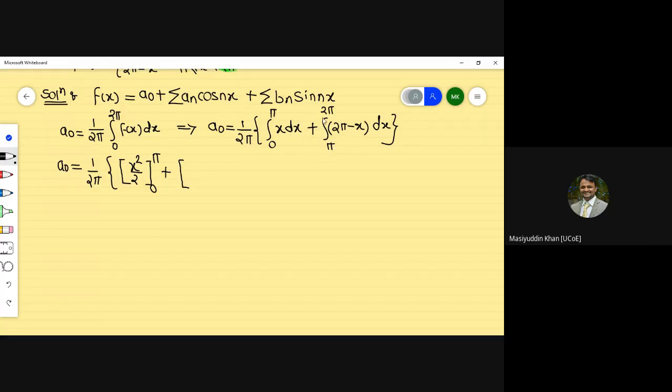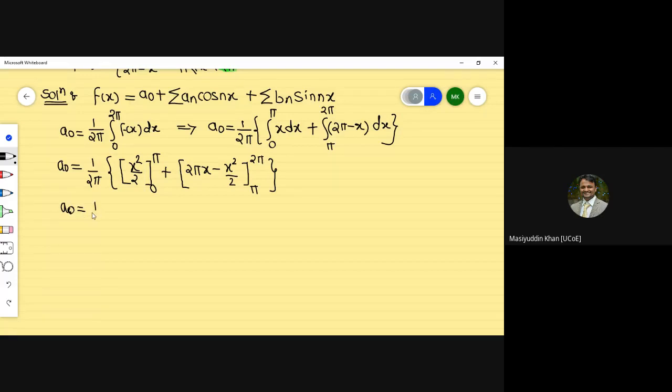So 2 pi is a constant term. Whenever there is a constant in integration, we write dx, that is, with respect to x. So we write as it is 2 pi x minus, and the integration of x becomes x square by 2, with the limits pi to 2 pi. So this is what we got after integration of the first part, x dx, then the second part, 2 pi minus x. Now we have to simplify this part.